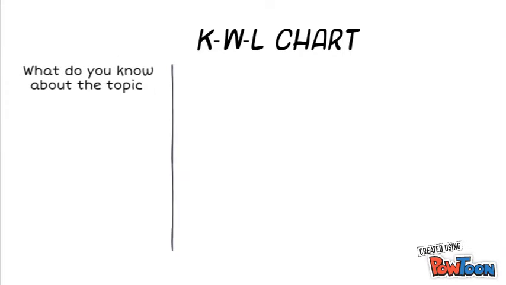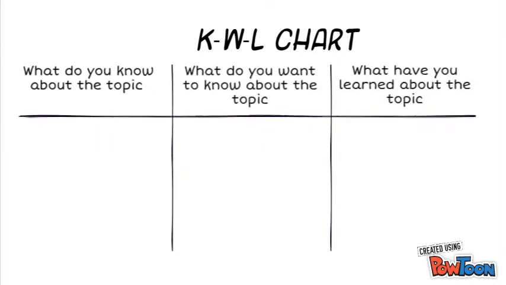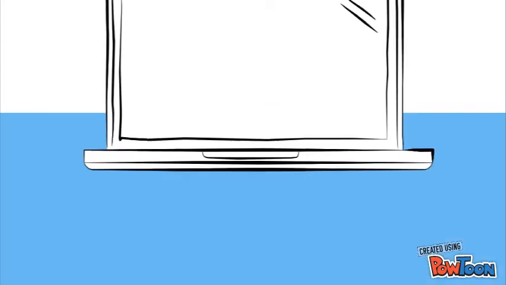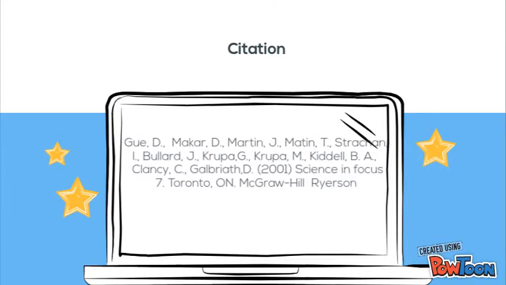Now that we have covered the parts of the plant, we're going to look back at our KWL chart. The first two columns should already be filled in. Now you can go ahead and fill in the third column about what you have learned from this part of the lesson. Thanks for watching, and I hope you learned that plants have a lot more going on for them than what meets the eye.